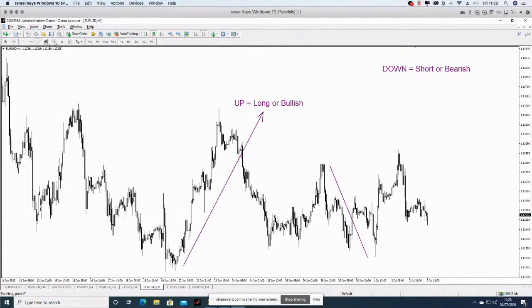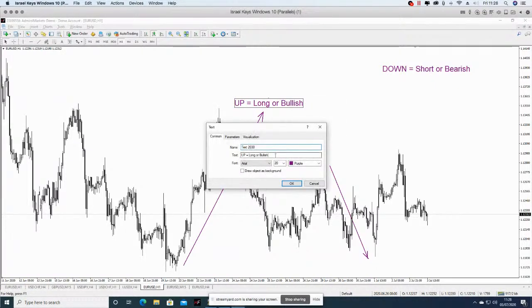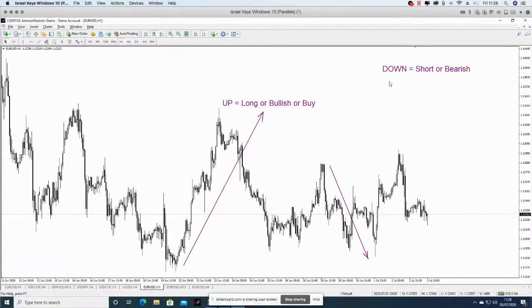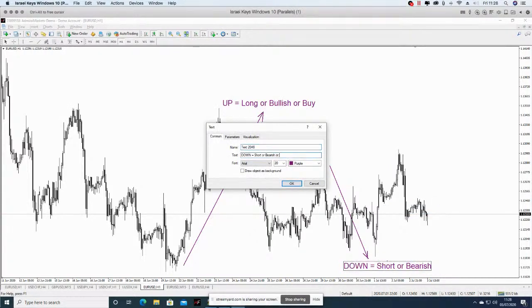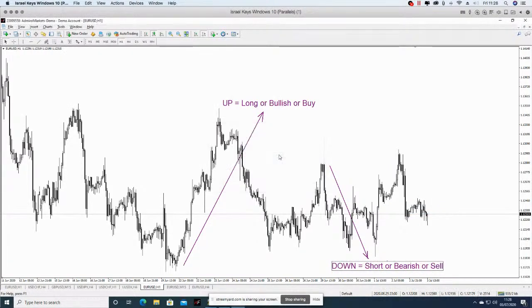It means we're taking a sell, or in the down direction. And in fact, let me add to that. Long or bullish or buy. Down is short or bearish or sell. Are we clear on that, guys? Let me know. We clear? So no more confusion about that. If you knew that, forgive me.